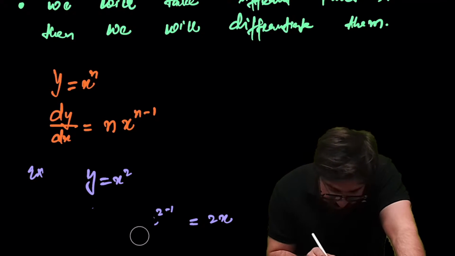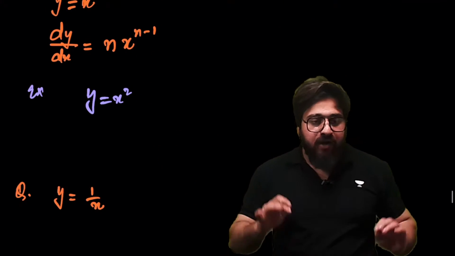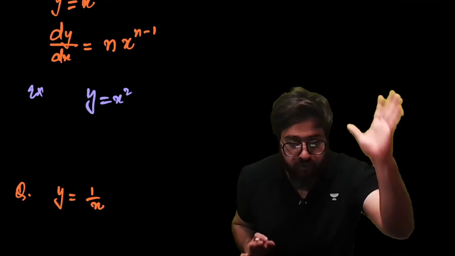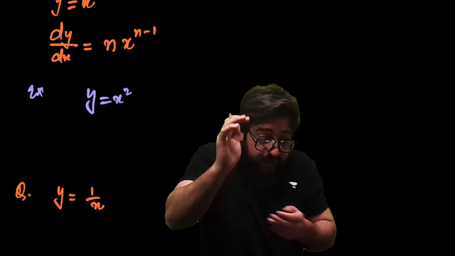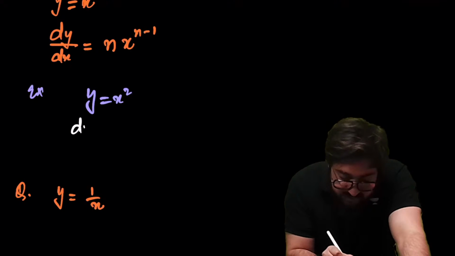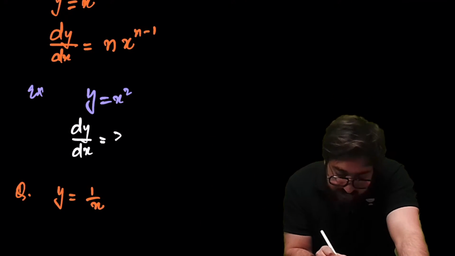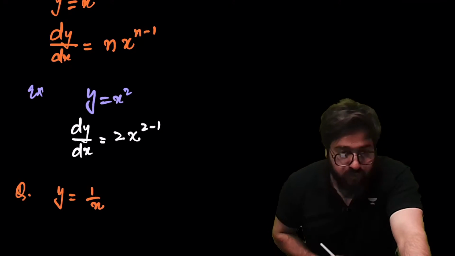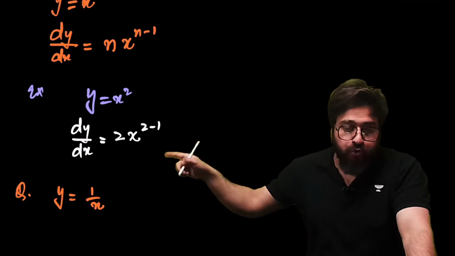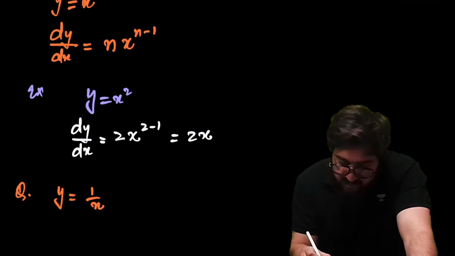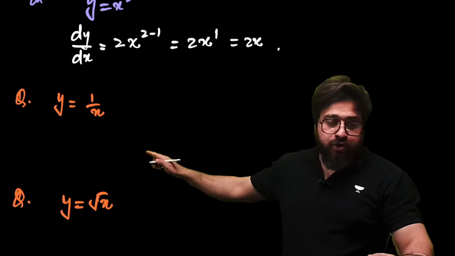Let's suppose we have the question y is equal to x square. We have to do its differentiation. What does differentiation mean? To find the rate of change. So dy divided by dx in this case is the power down, power minus 1. That is 2x raised to 2 minus 1, and 2 minus 1 is 1. That is 2x.